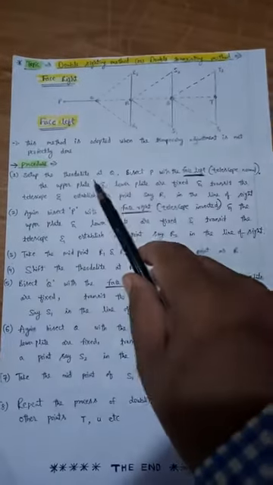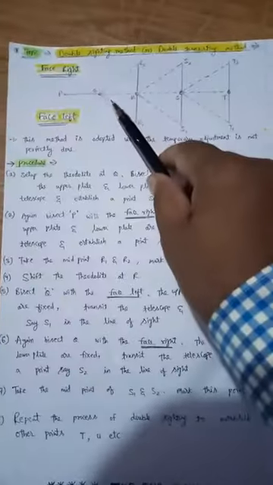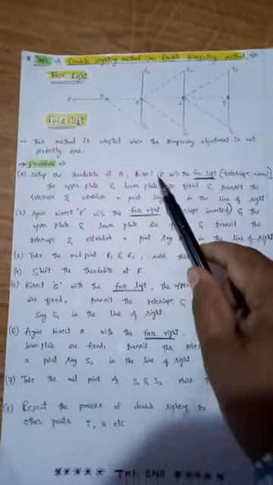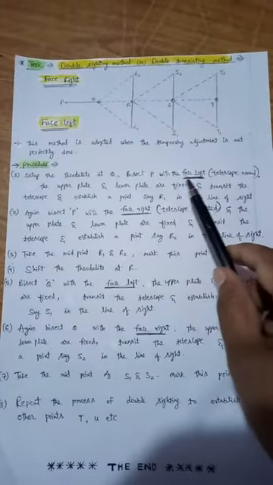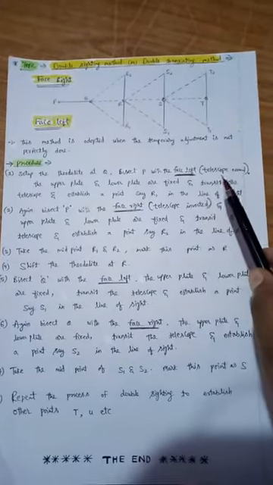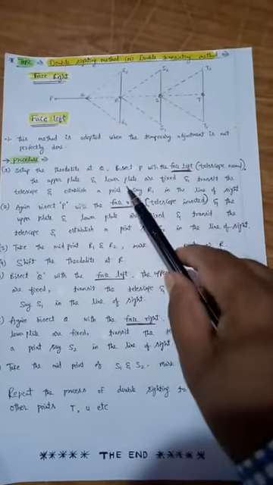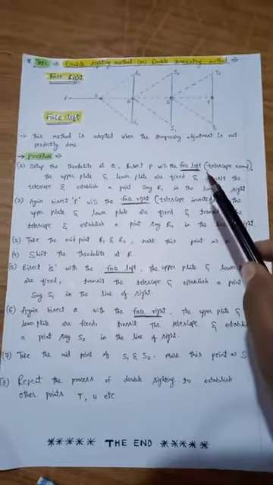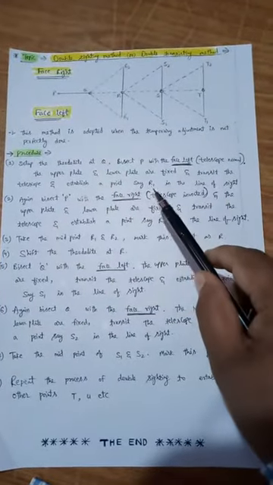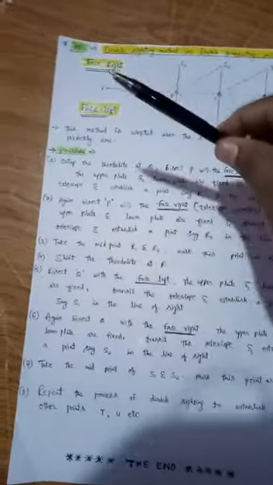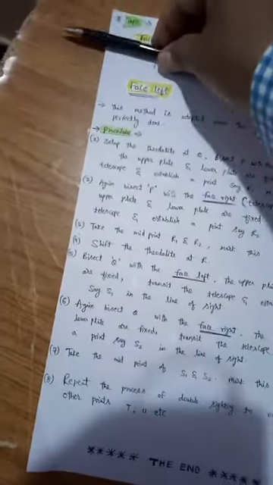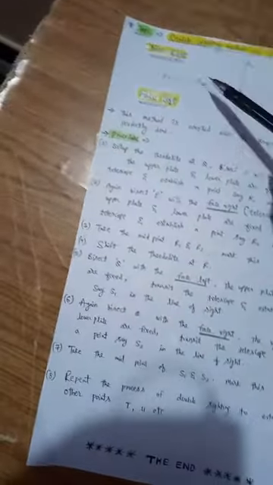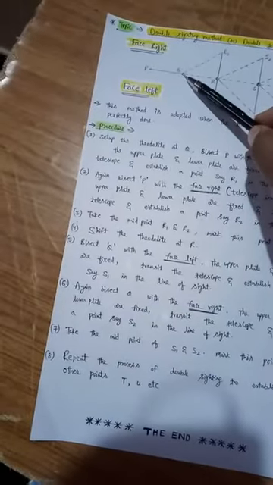Set up the theodolite at Q. So this is the point Q. Bisect P with face left or telescope normal. The upper clamp is fixed and lower clamp is fixed, and transit the telescope and establish a point R dash. So we are doing this with the help of face left.